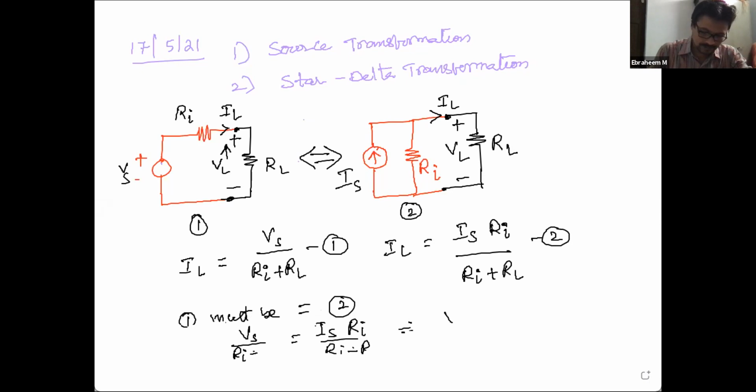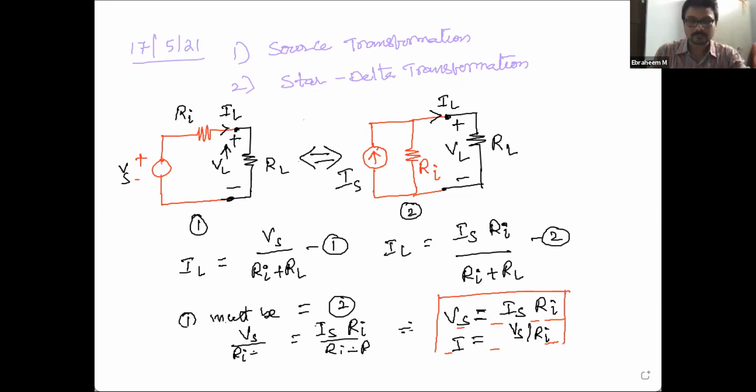That implies Vs is equal to Is into Ri. The condition is Vs is equal to Is into Ri, or Is is equal to Vs by Ri. Is it okay? Is it clear?